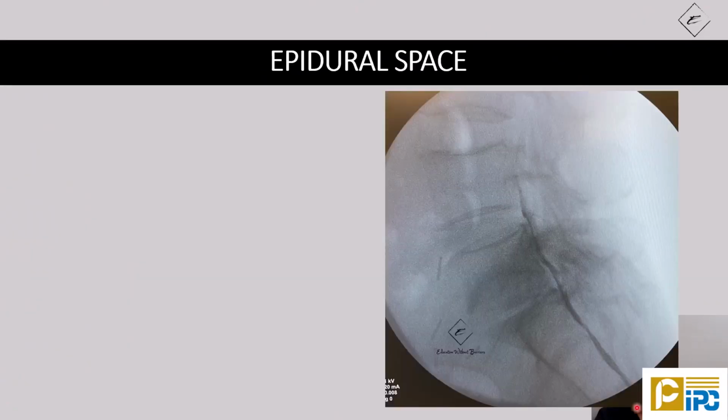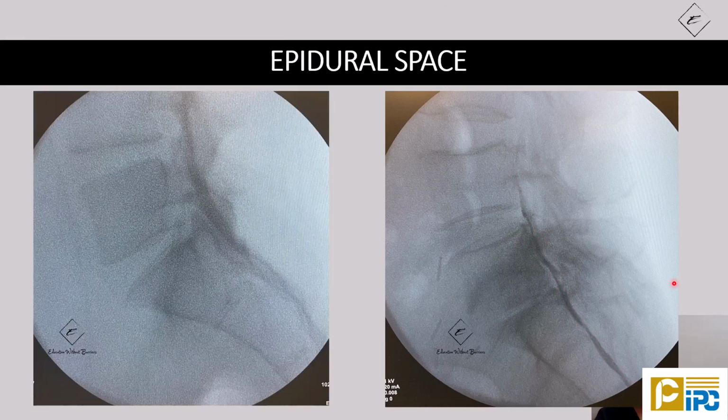So this is a lateral image of the lumbar spine. You can see the sacrum at this level. You can see the L5 vertebra. And you can see the contrast spreading along the anterior epidural space. So let's look at another image.